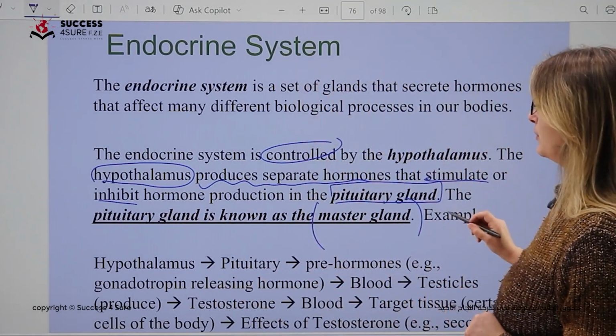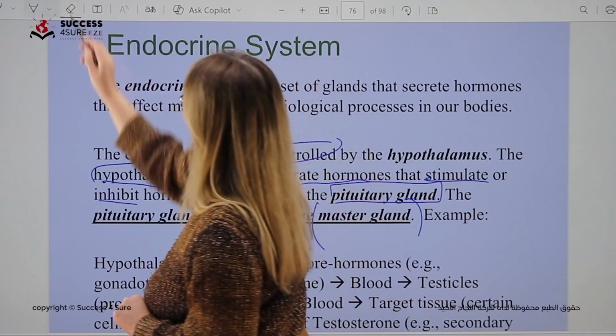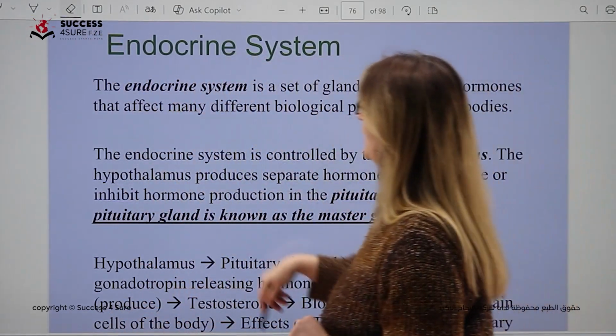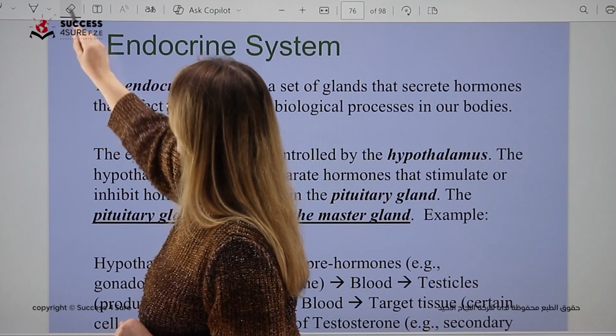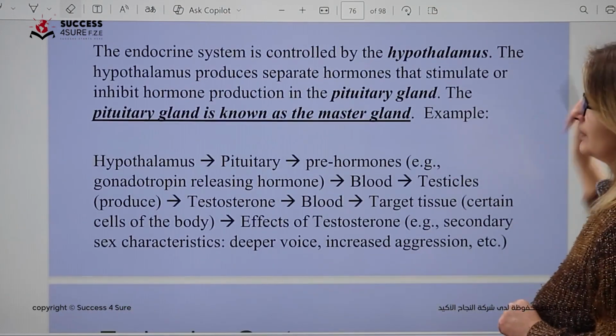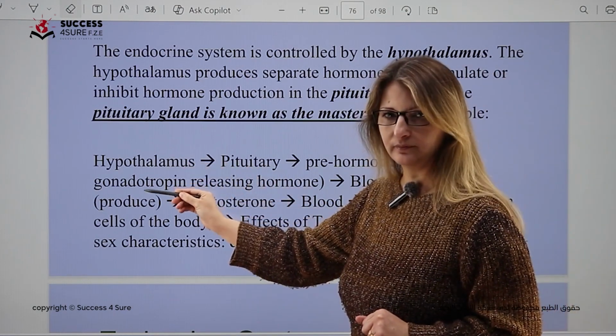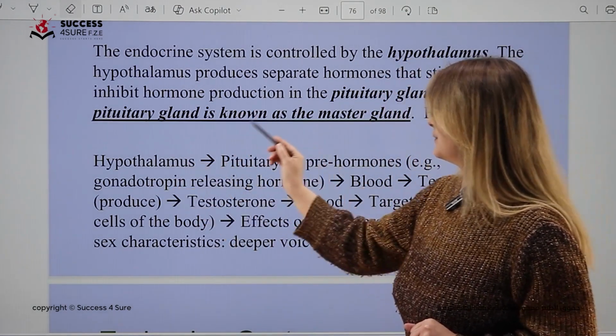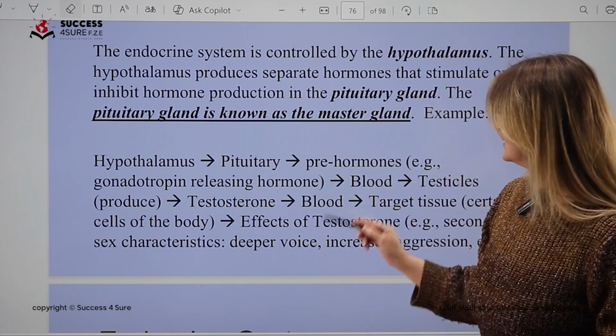So this is an example of what we call the supply chain. It's like a supply chain, by the way, okay? This is the chain of command. We have the hypothalamus, and then controlled by the pituitary, okay? The pituitary is the master gland.